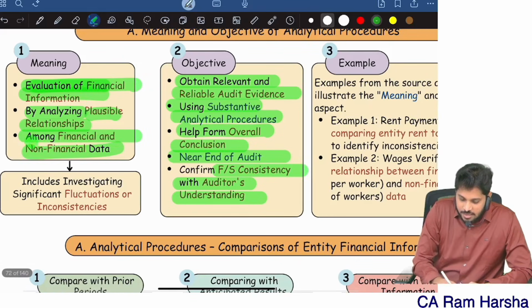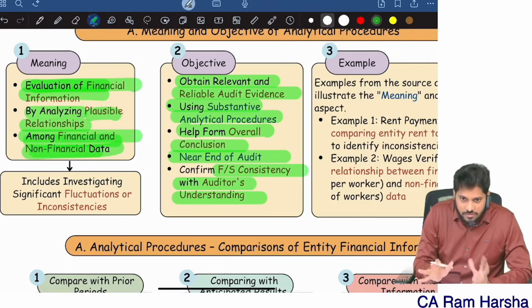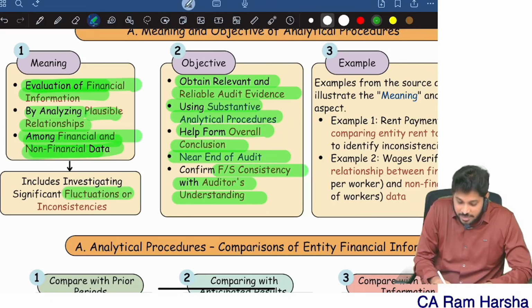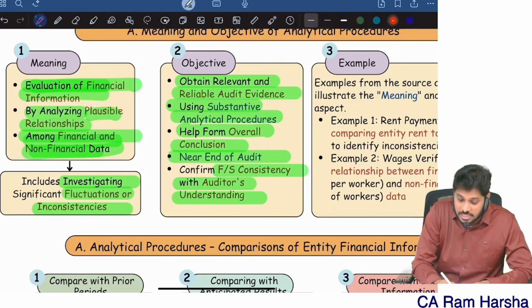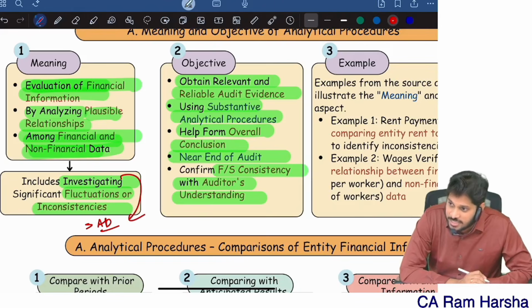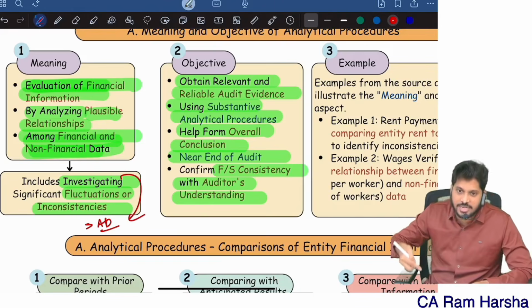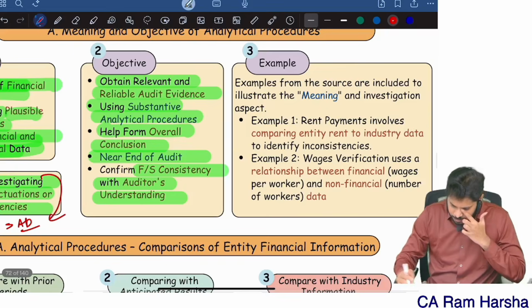Now in analytical procedures, we analyze the data between financial and non-financial, right? And what do we find? We find fluctuations or inconsistencies. What do we need to do? Investigate. When do we do investigation? When the difference is more than the acceptable difference, correct? What is acceptable difference? We already discussed. Once again, we'll get it later. Next, examples, it's okay, not required.